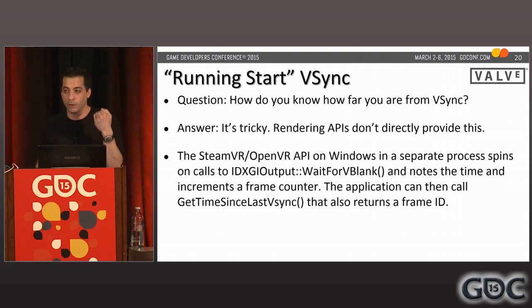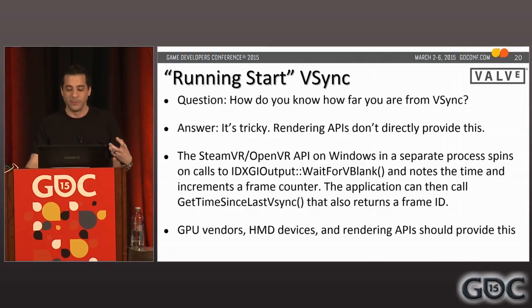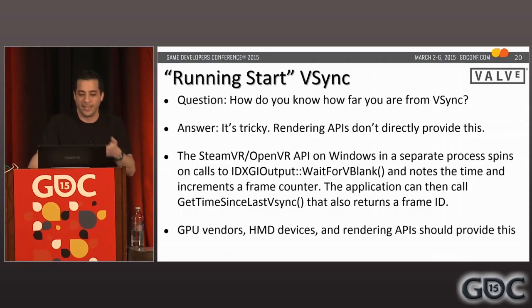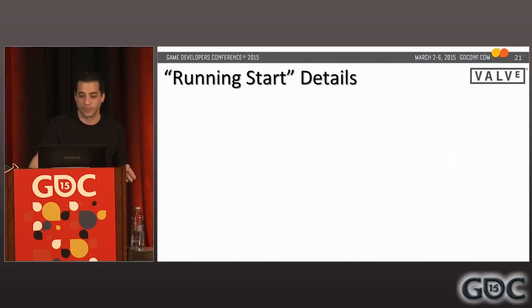If you're not using SteamVR or OpenVR, you can do the same thing. Spin up a separate process, spin on wait for vBlank, and mark times and increment a frame counter, and you can get the same data. What we really want is GPU vendors, HMD devices, and rendering APIs to provide this, right? We're kind of being a little sneaky. We're trying to get around the fact that there's no obvious call to get this data. But anyway, that's how we're doing it. But we have that data, so let's apply it. Let's get a running start going, okay?